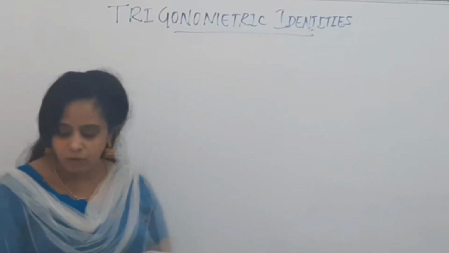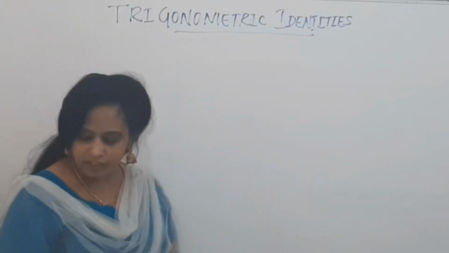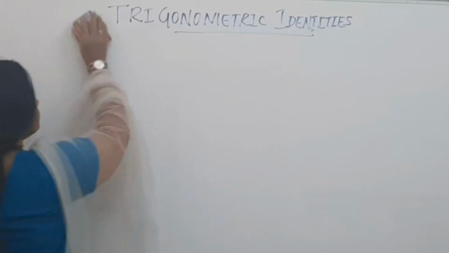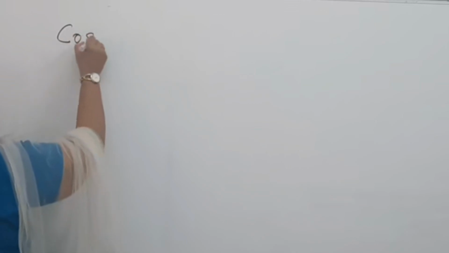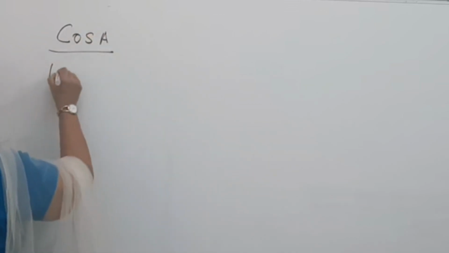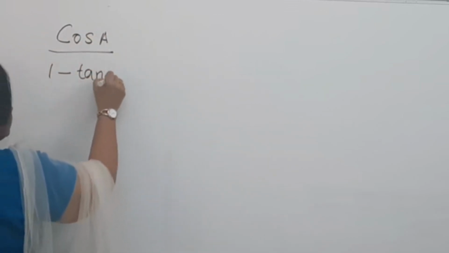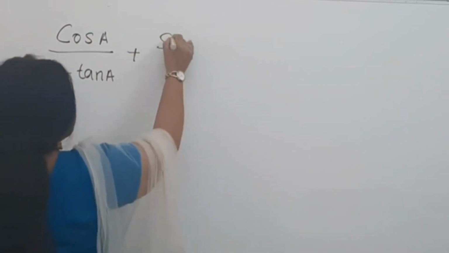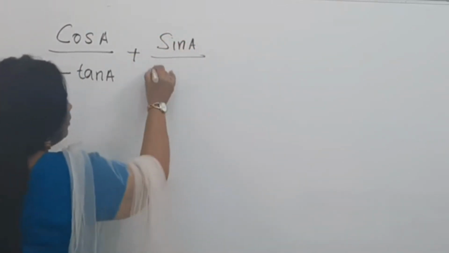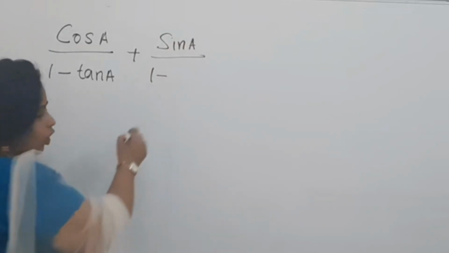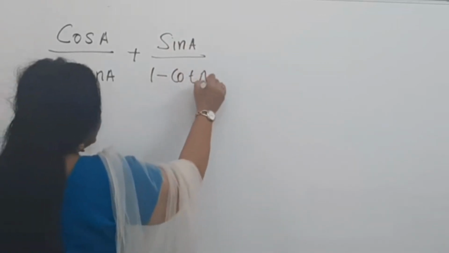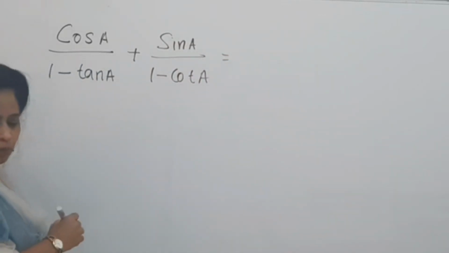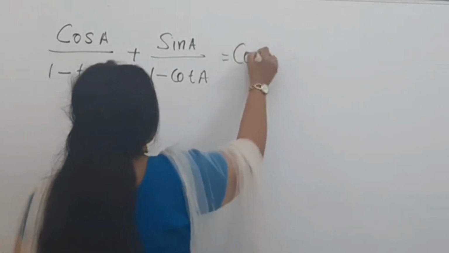Okay, now we will go for the first question. The first question is cos A divided by 1 minus tan A plus sin A divided by 1 minus cot A is equal to, we have to prove, cos A plus sin A.